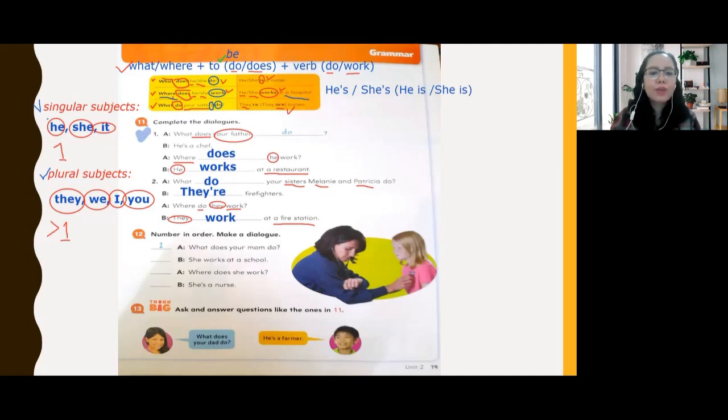Okay, continue to activity 12. You have to number in order and make a dialogue. So you have to put number 1 until 4. Number 1 as given example as the first question. What does your mom do? Which one is the answer that is appropriate to answer number 1? Okay, it's about someone's occupation, yeah, says a nurse.